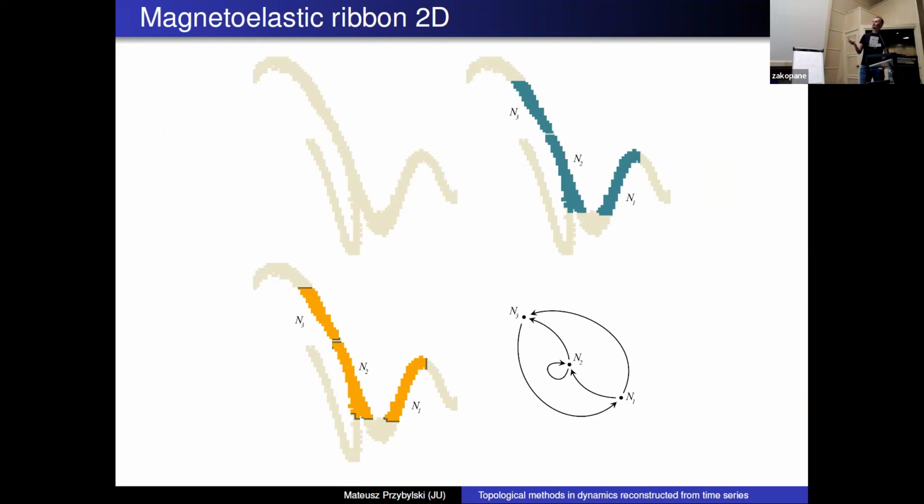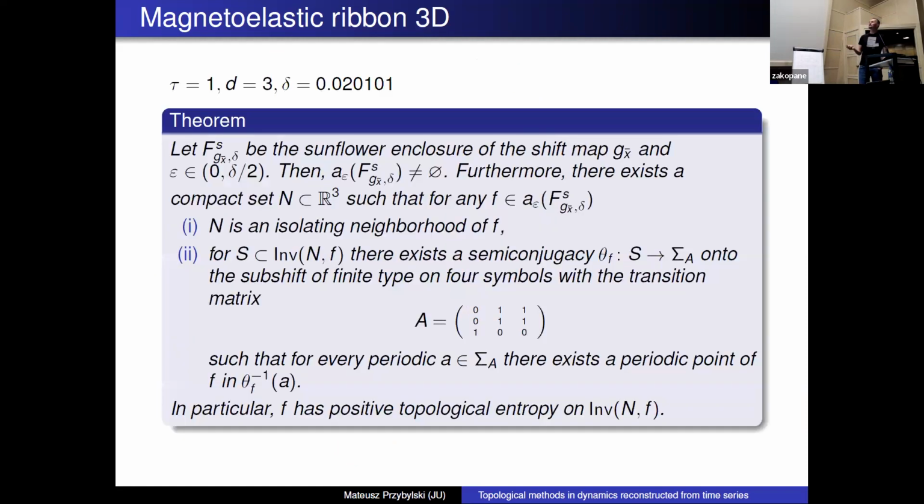And here is the attractor for this magnetoelastic ribbon, the isolated neighborhood and the transition between components of the isolated neighborhood. And again, we check it for increased embedding dimension, and we again got this kind of result as here with another transition matrix.